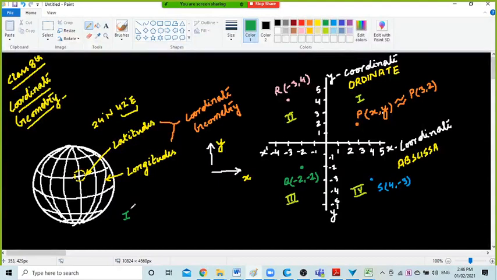So I hope up to this point the concept is clear to you. You can plot a couple of points on your graph paper also. Will that be okay? Would you like to go ahead? Yes. Alright, that's great.